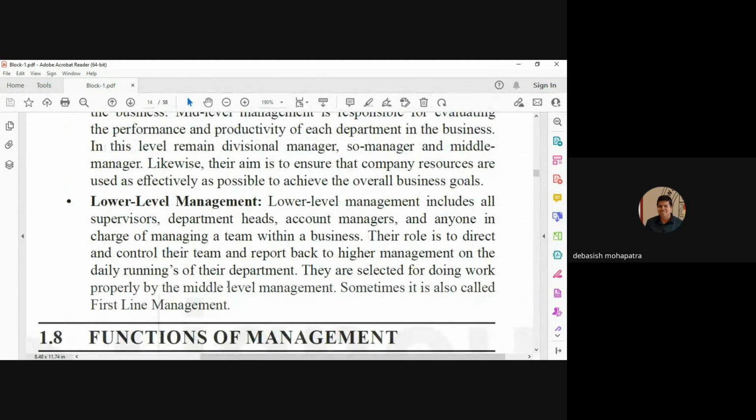Lower level management includes all the supervisors, departmental heads, account managers and anyone in charge of managing a team within a business. Okay, these come under the lower level management. Their role is to direct and control their team and report back to the higher management on the daily runnings of their department.